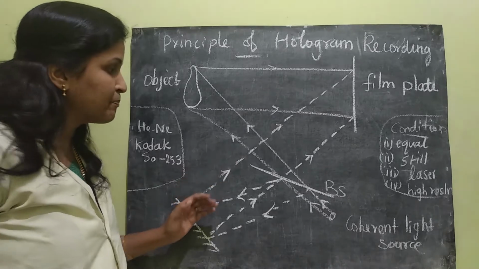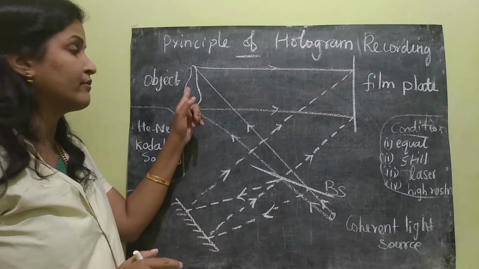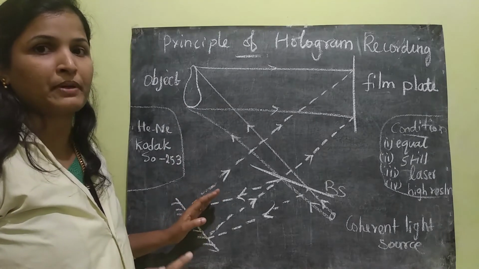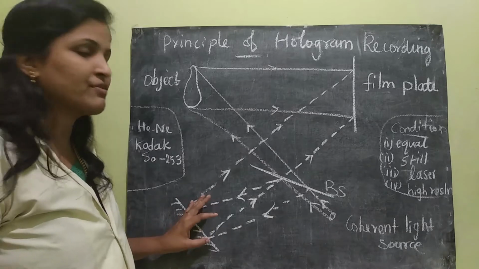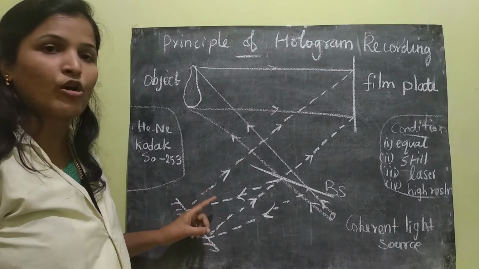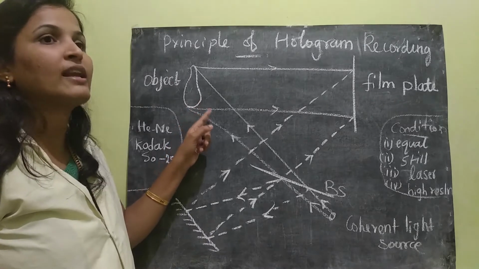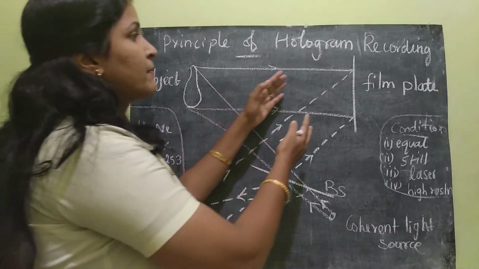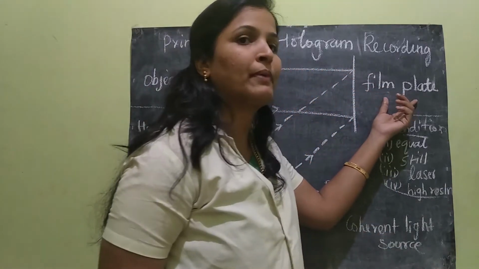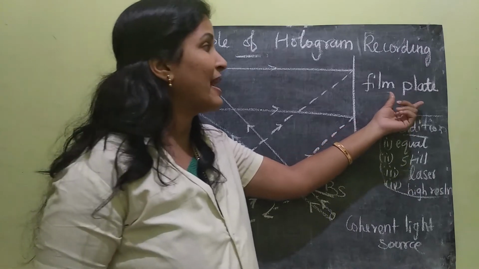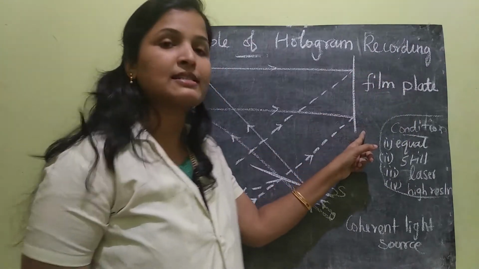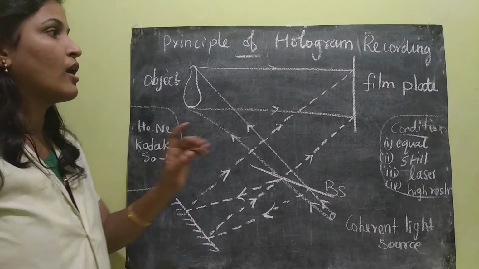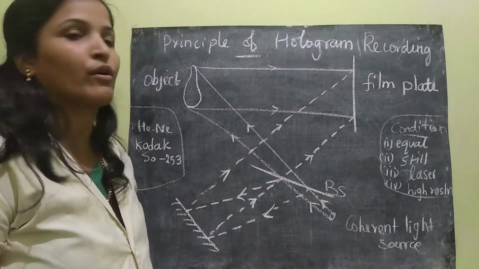This beam is not in contact with the object beam, and it is also called the reference beam, because for reference purposes we use this beam. So the second beam is called the reference beam. The first beam is called the illuminating beam or object beam. Both the beams fall on the film plate or the recording plate. Basically the film is made up of Kodak 253 material. So this is the actual principle of this.